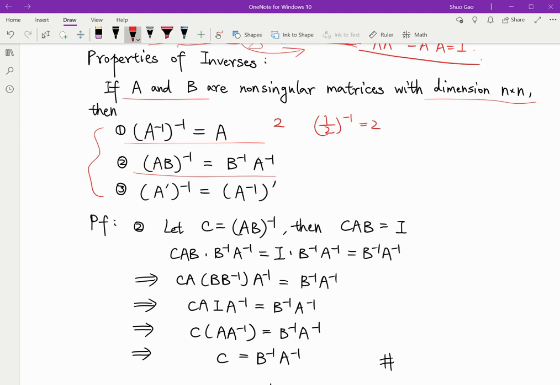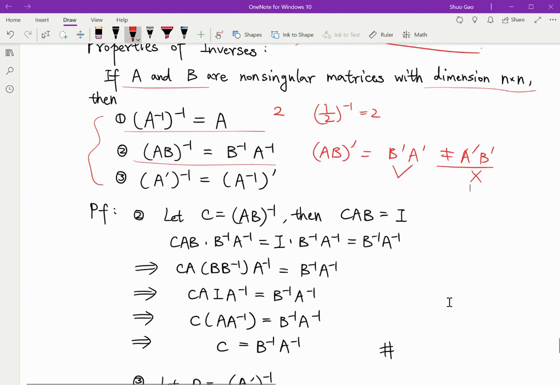The second one: the inverse of the product of A and B should be equal to B inverse times A inverse. This is kind of like when we talk about the transpose: the transpose of AB equals B transpose times A transpose. So we have to change the order here, right? It's not A prime times B prime. You have to change the order.